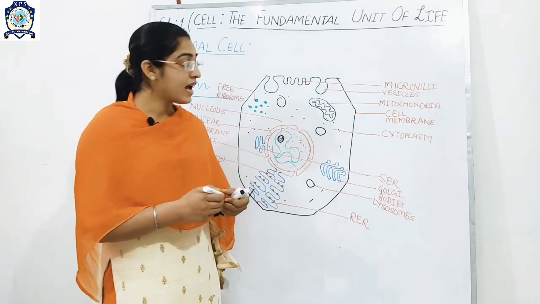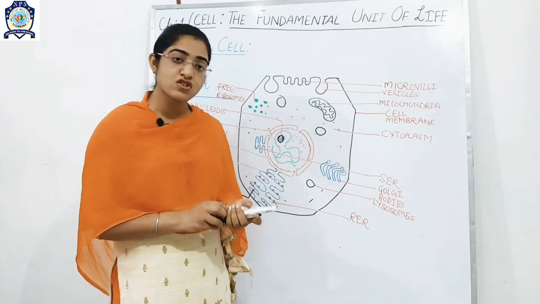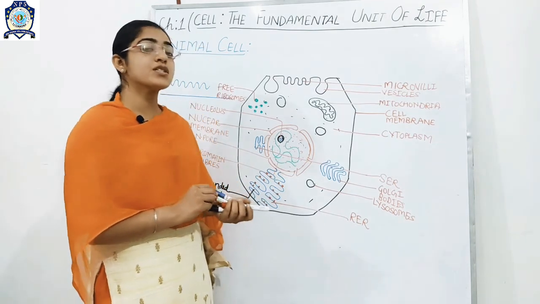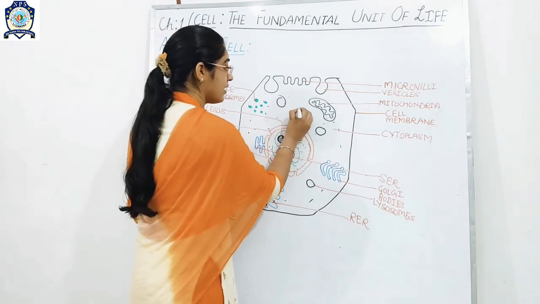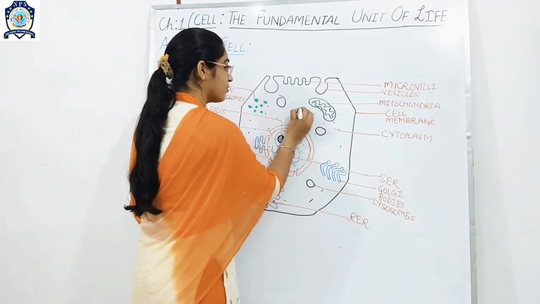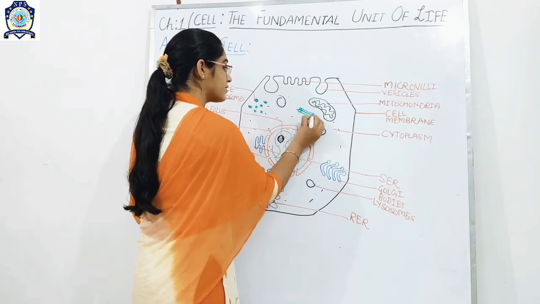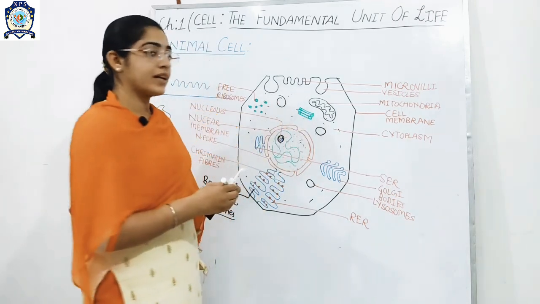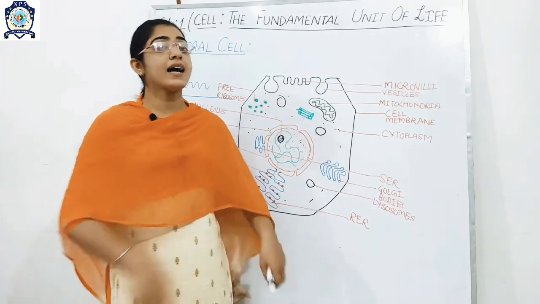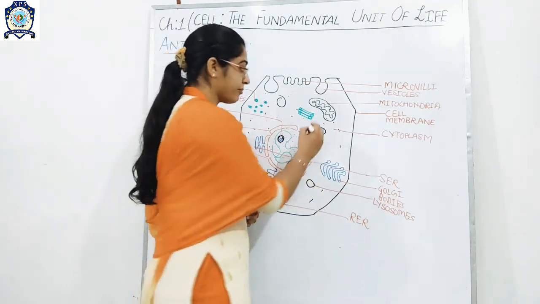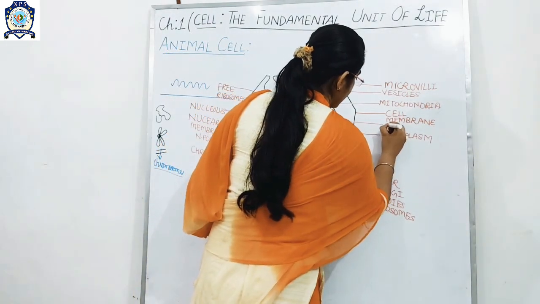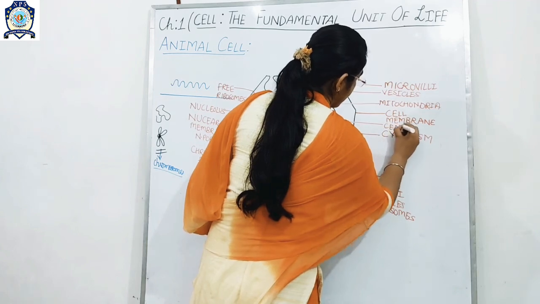Is that clear? And one of the most important structures present in the animal cell is called the centriole. So in this way, this is the centriole. Again you have to draw it, and after drawing, label each and every part. So this part is called the centriole.